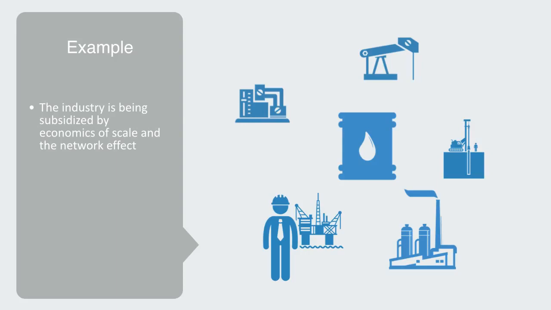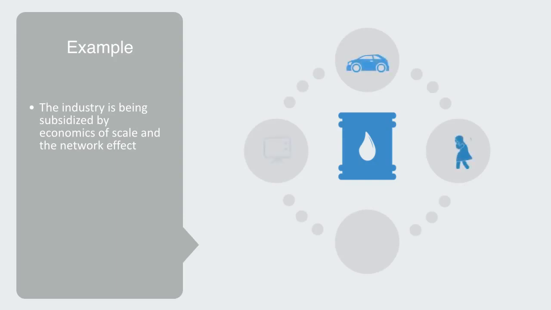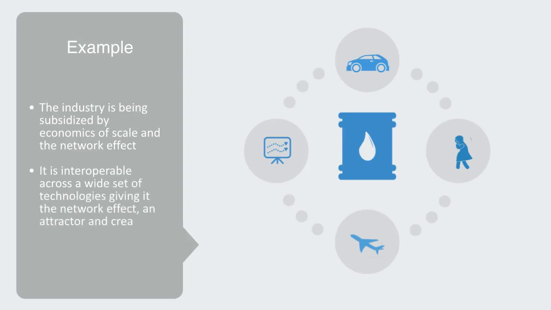we can produce a barrel of oil very cheaply, and if you have a barrel of oil, you can do almost anything with it, from making raincoats, to greasing your car's wheels, to trading it on the futures market. It is interoperable across a wide set of technologies, giving it the network effect, an attractor, and creating inertia.